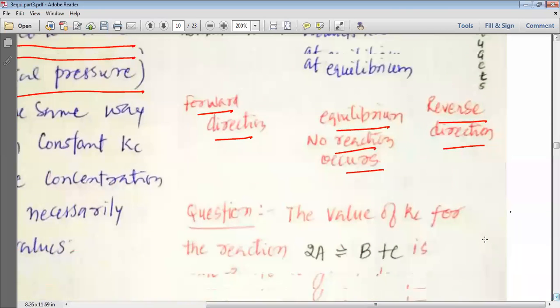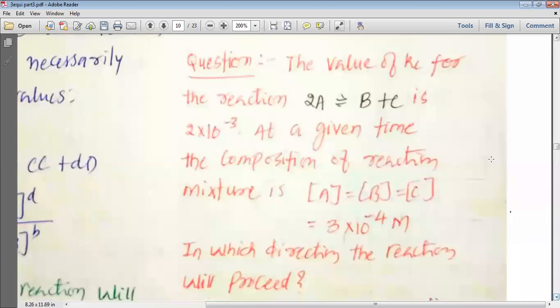Now the same thing we should understand by solving some problems. So let's look at the question.